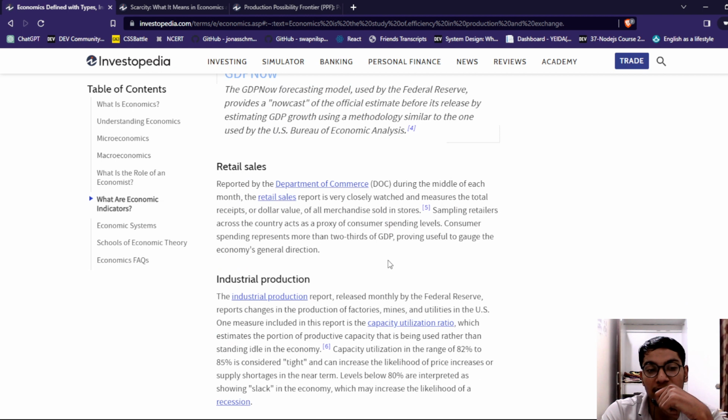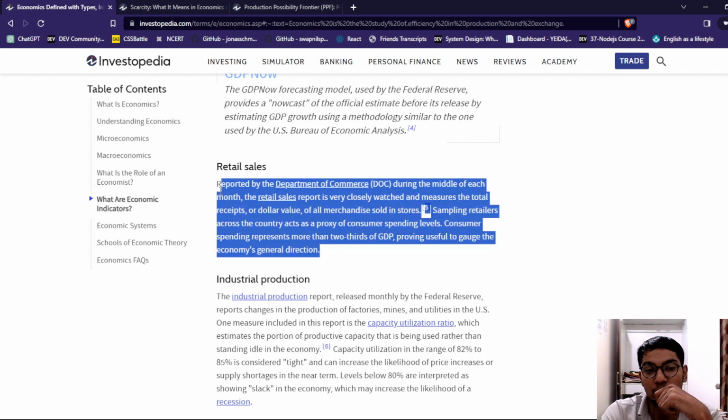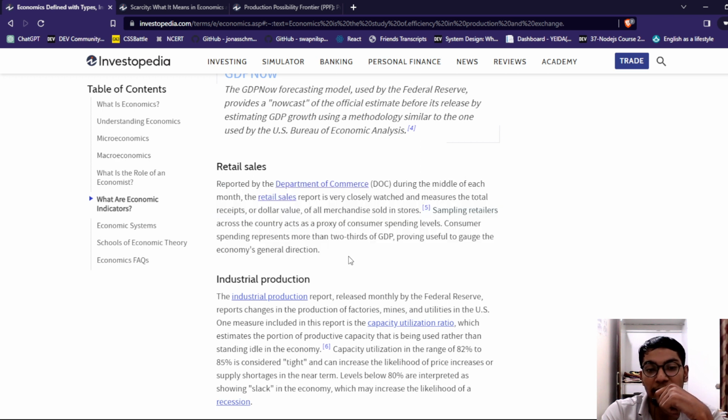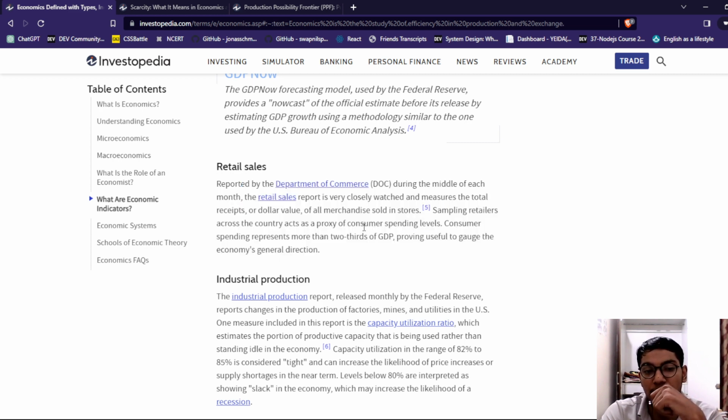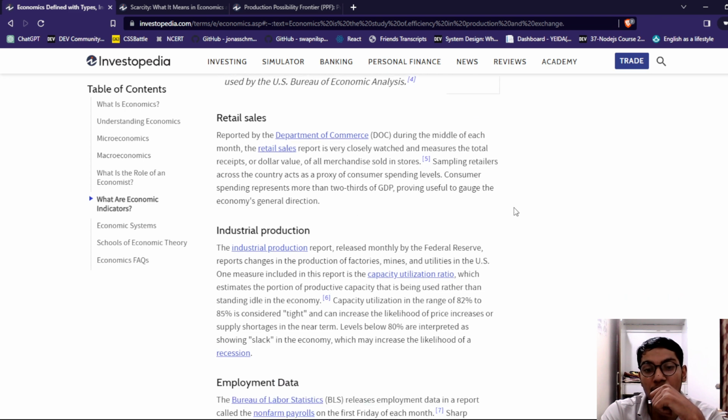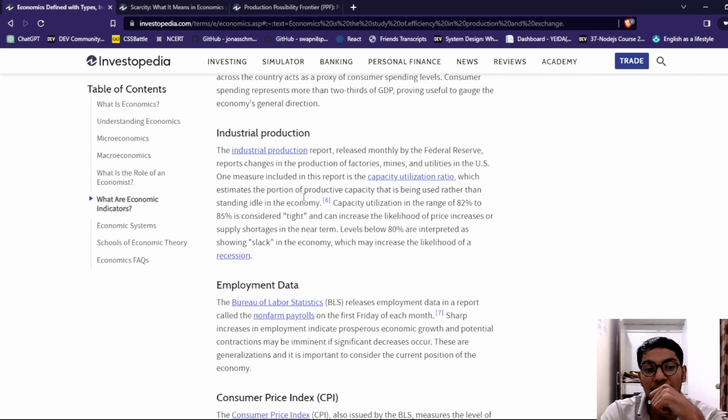Retail sales are reported by the Department of Commerce during the middle of each month. The retail sales report is very closely watched and measures the total receipts and total dollar value of all merchandise sold in stores. Sampling retail across the country acts as a proxy of consumer spending levels. Consumer spending represents more than two-thirds of GDP, providing a useful indication of the economy's general direction.